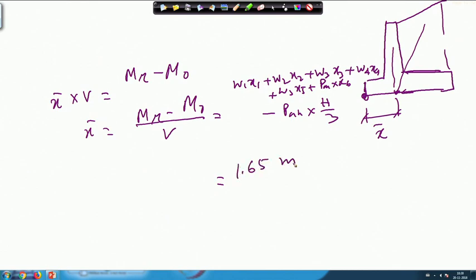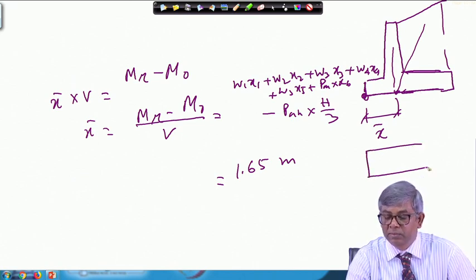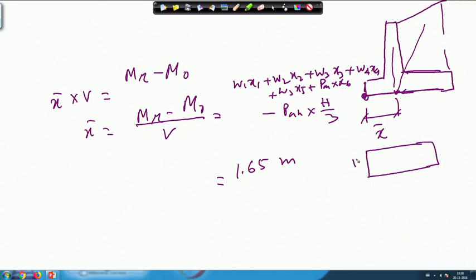1.65 meter. X bar means ultimately the point of application of the resultant force on the base, where it is acting. So, if I draw the base of the footing now, suppose this is 4 meter, this is 1 meter and this is 4 meter. So, this is 2 meter. It is acting at 1.65 somewhere here, this is 2. So, this is actually E, that means the force is acting at an eccentricity, and that eccentricity can be calculated as E equal to B by 2 minus x bar, that is equal to 2 minus 1.65.